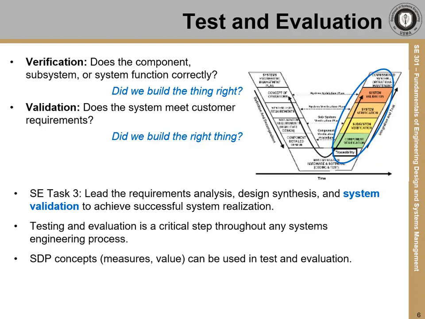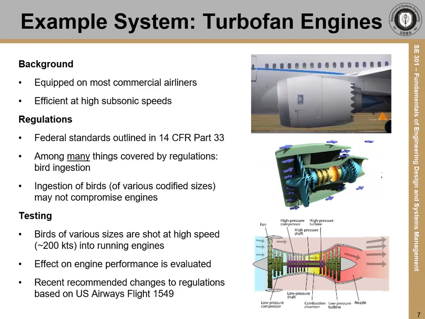All along, we are using the concepts of value and the ability to measure performance in testing, concepts which you've seen throughout your study of the SDP. As an example of how testing and evaluation is done in practice, take the example of the turbofan engine found on most commercial airline aircraft. These engines are designed for efficiency during flight, most of which will be at high speed at cruising altitude. These diagrams show the engine's cross-section and the intended airflow patterns.